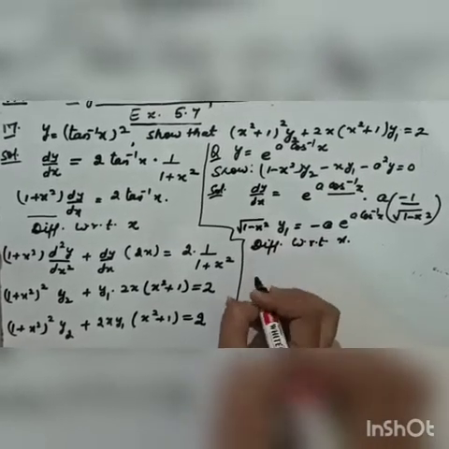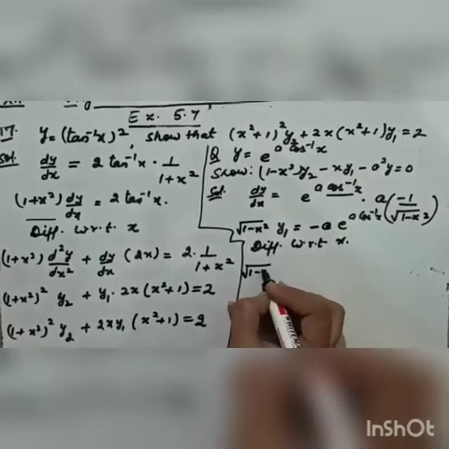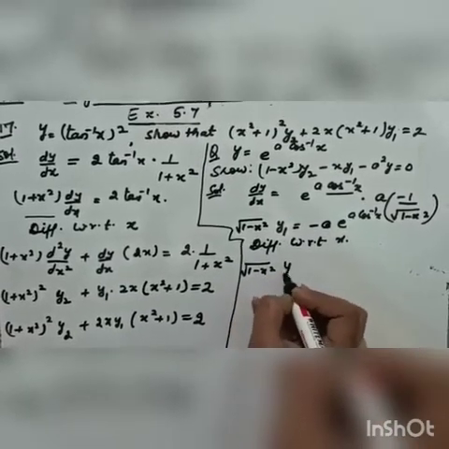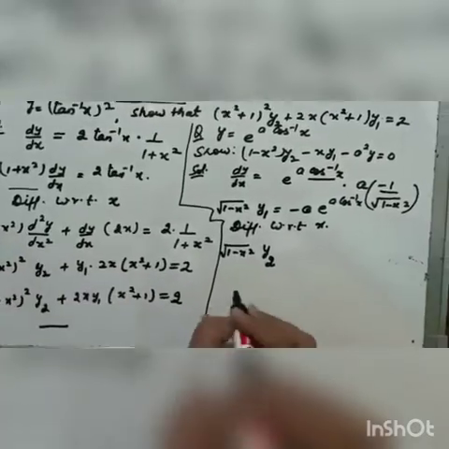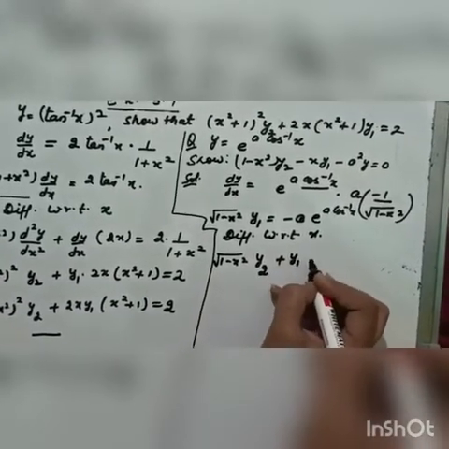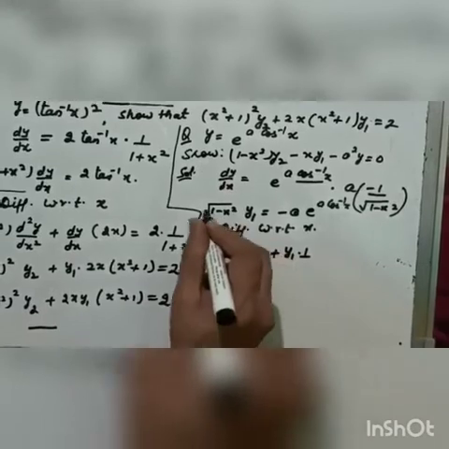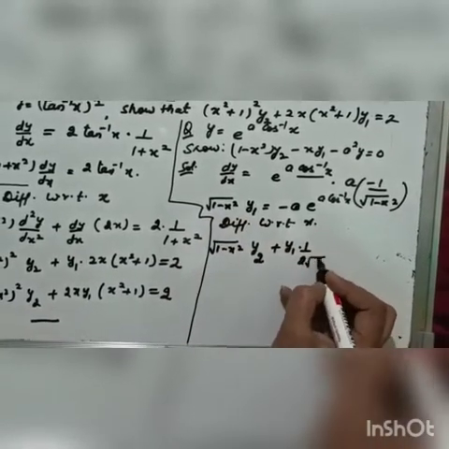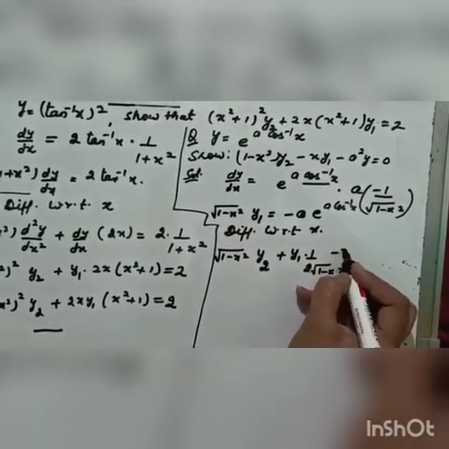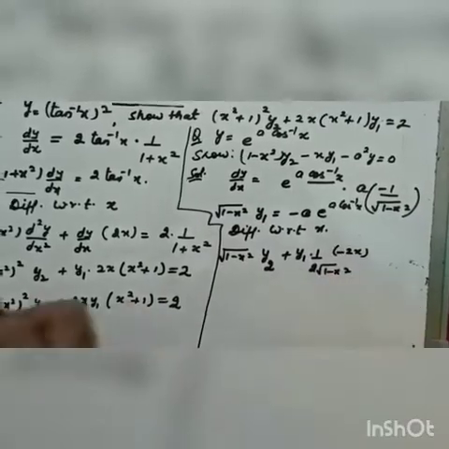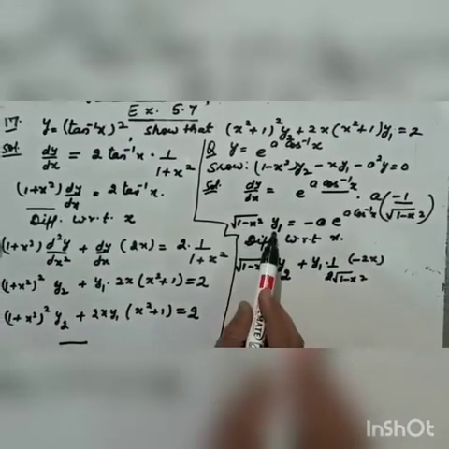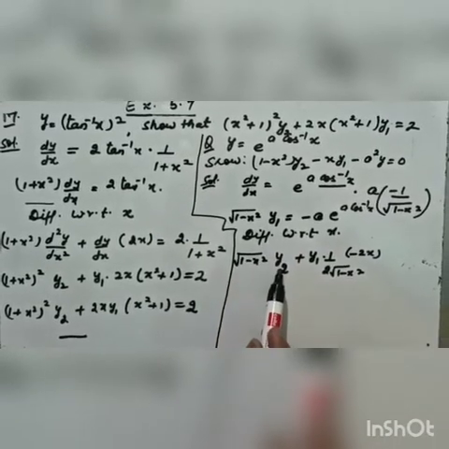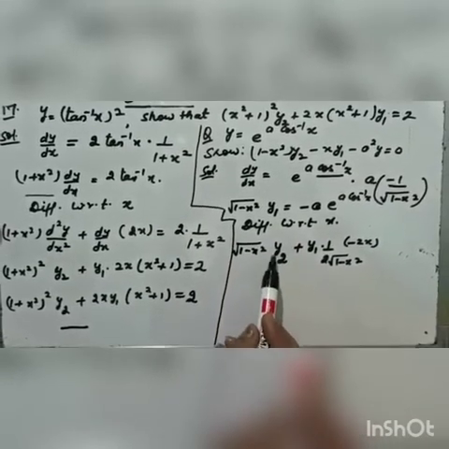So when you differentiate a second time, again apply the product rule. Keep the first factor as it is and multiply by the derivative of the first order derivative, whose answer is the second order derivative, plus y1 into the derivative of the root, which is 1 by 2 root 1 minus x square into minus 2x. So this is the product rule. This as it is, dy by dx derivative is d2y by dx square.